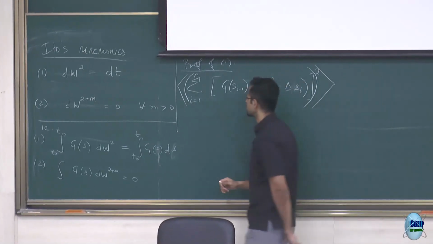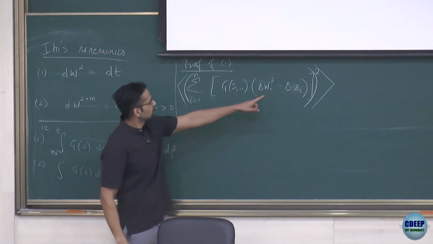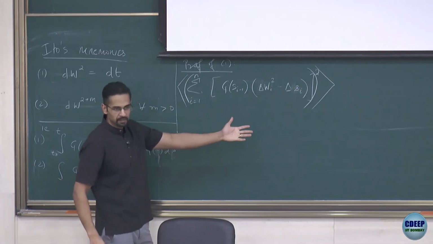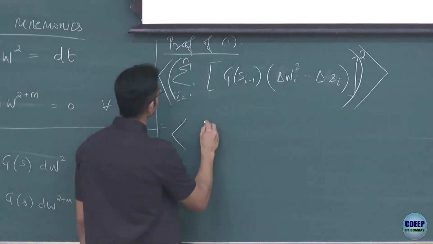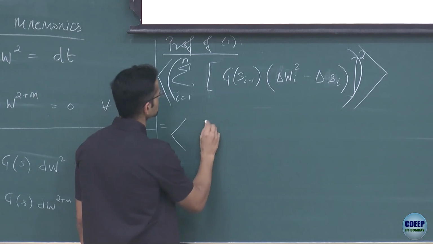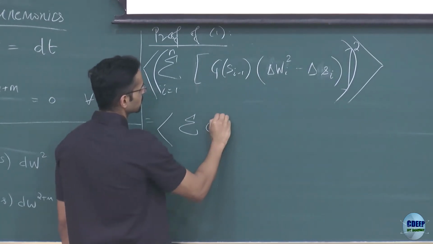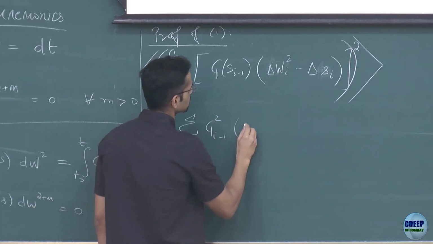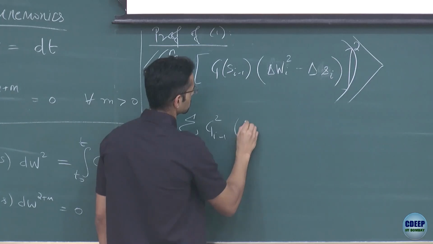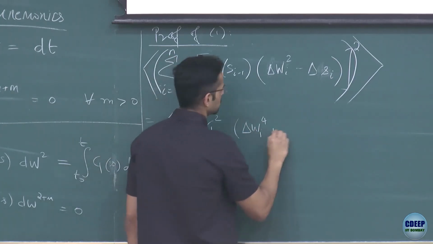Fine. Now we'll do what we've been doing in the past derivations. It's the same idea. You take the square inside and expand. So this is equal to, let's take the square in, you'll have the summation, I write this as G_{i-1} squared times delta W_i to the 4.